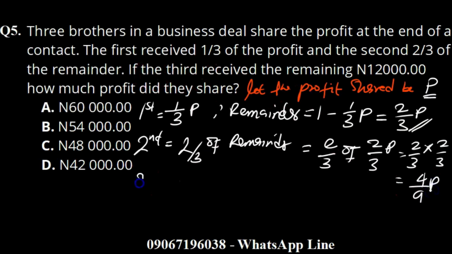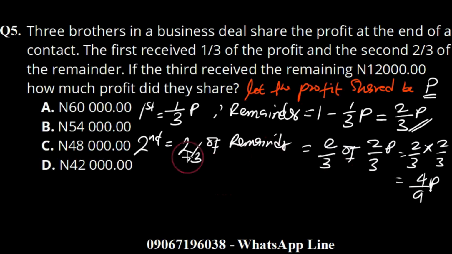Now, then the third person takes what? The third person received the remaining 12,000. So what is that going to give us? Now this is the remainder. So now let's look at that. For the third person, what we're going to get as a remainder after the second person has taken.